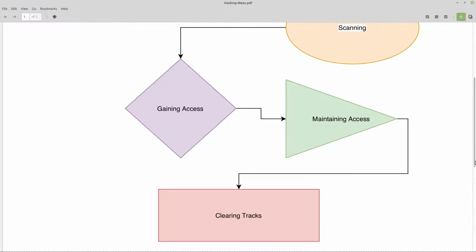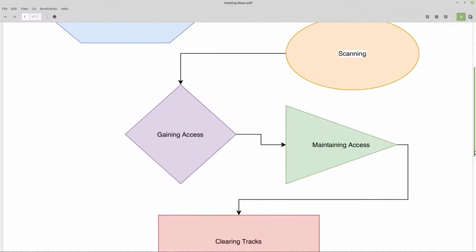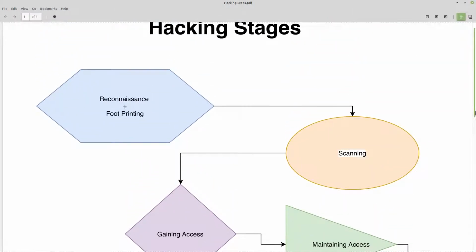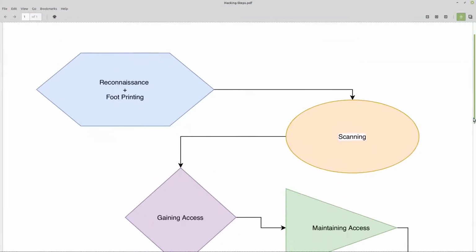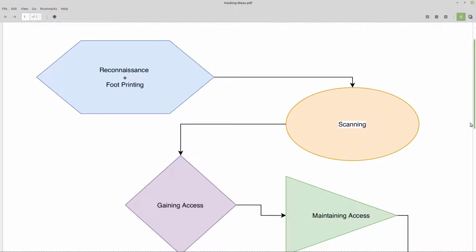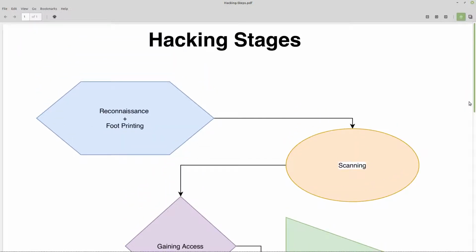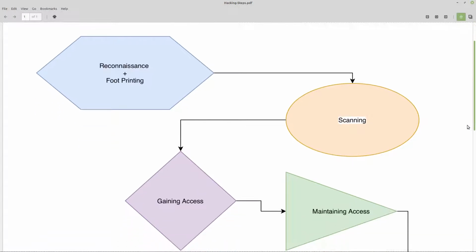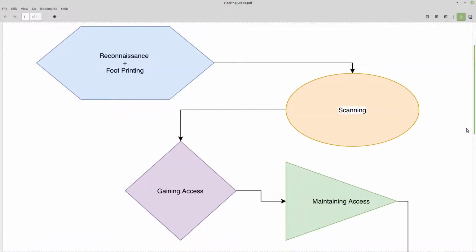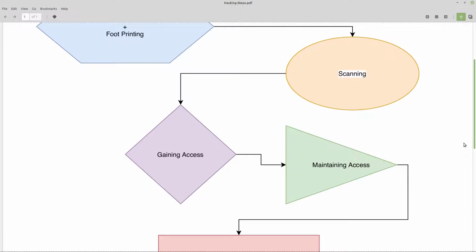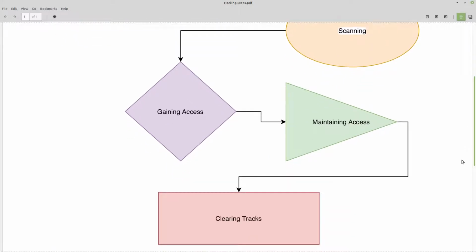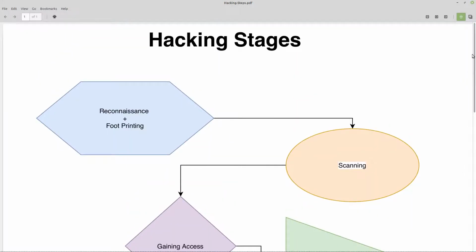So these are the stages of hacking. I can see that my diagram is not very good, but this will explain to you how things work in the world of hacking. So reconnaissance, then scanning slash enumeration, gaining access, maintaining access, and clearing the tracks. These are the five stages. Today we are going to take a look at basic information about what is reconnaissance and footprinting.